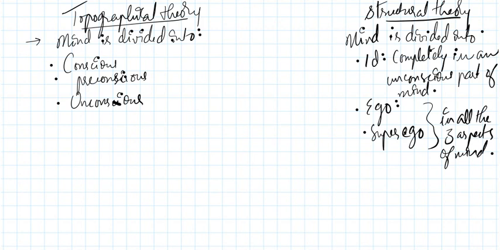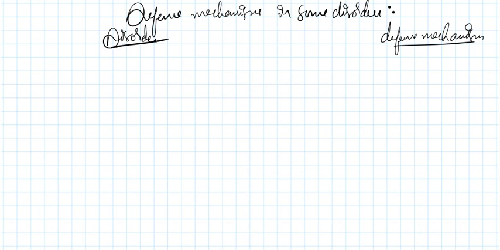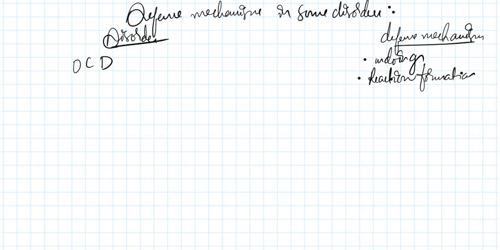Now we will discuss some of the defense mechanisms in some disorders. We'll look into what they actually look like. We'll write the name of the disorder here, and we'll check the defense mechanism here. Now what is it like in the case of obsessive compulsive disorder? Generally they exhibit defense mechanisms like undoing, or sometimes you can also see reaction formation or isolation, right?